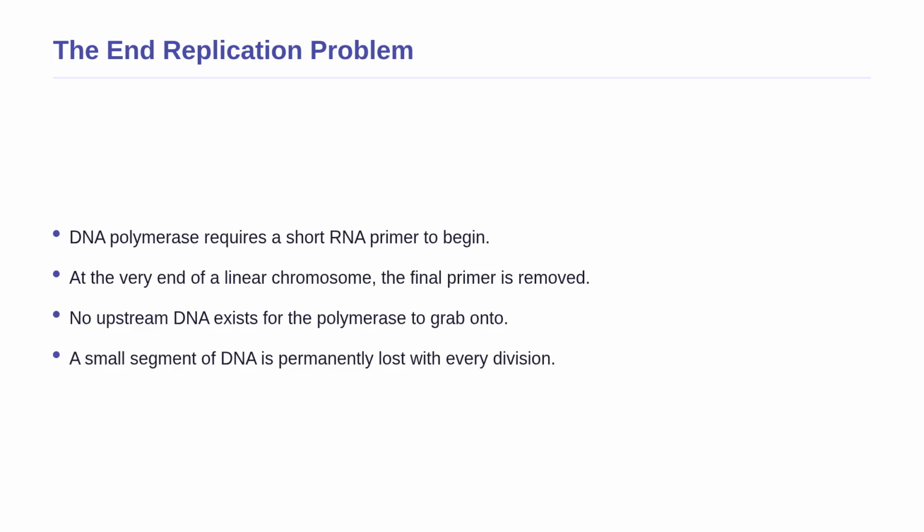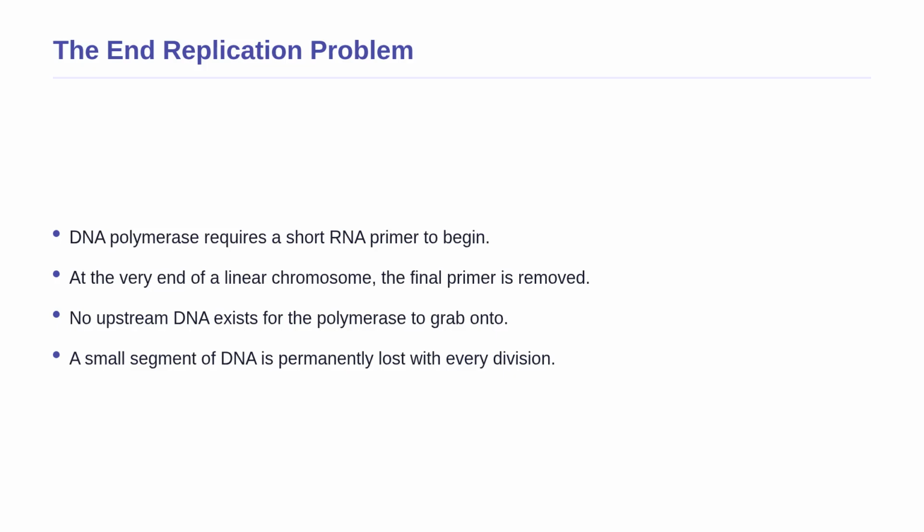Now that we have seen how the main body of the chromosome is copied, we must look at what happens at the very ends. This is known as the end replication problem. DNA polymerase cannot start from scratch. It needs a temporary starting block called an RNA primer.